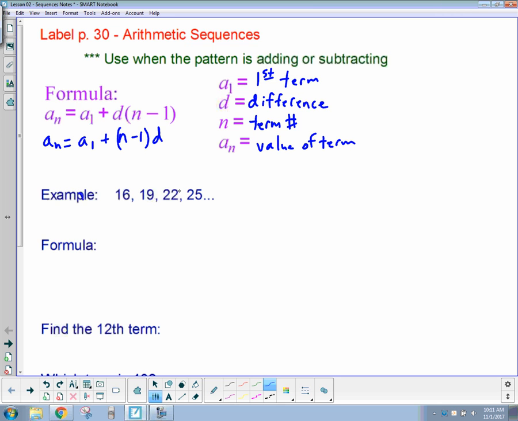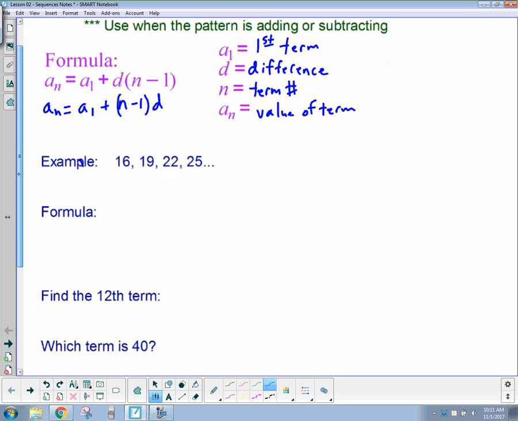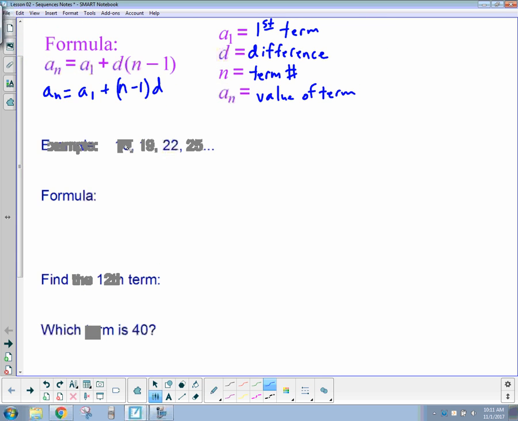Okay, so let's start with our first example. We have 16, 19, 22, 25, 3 dots means, etc., etc. So I would ask myself, how do I get from 16 to 19? That's right, we're adding 3 every time. Can we test that? 19 plus 3 is 22, and 22 plus 3 is 25. So 3 is probably our difference.